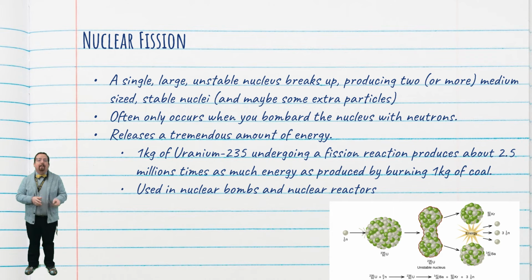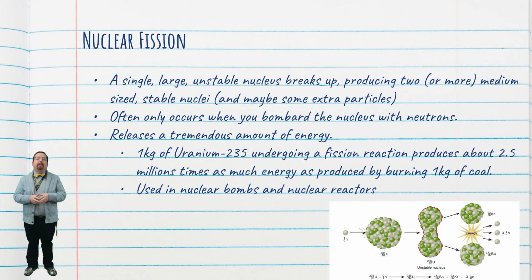For example, if 1 kilogram of uranium-235 were to undergo nuclear fission, it would release 2.5 million times as much energy as burning 1 kilogram of coal. This is why nuclear power plants are so incredibly efficient in comparison to coal-fueled plants. You might remember the bombing of Hiroshima and Nagasaki in World War II from your history class. Those atomic bombs, and other nuclear bombs like it today, involve mass chain reactions of nuclear fission.